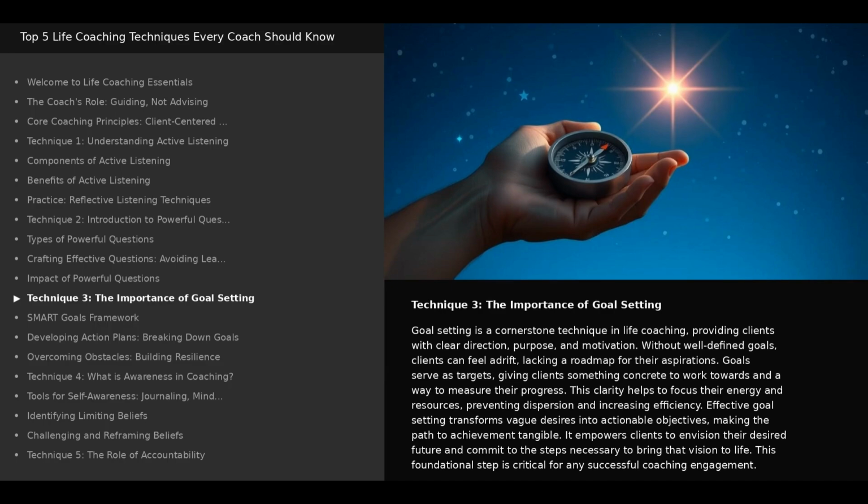This clarity helps to focus their energy and resources, preventing dispersion and increasing efficiency. Effective goal setting transforms vague desires into actionable objectives, making the path to achievement tangible. It empowers clients to envision their desired future and commit to the steps necessary to bring that vision to life. This foundational step is critical for any successful coaching engagement.